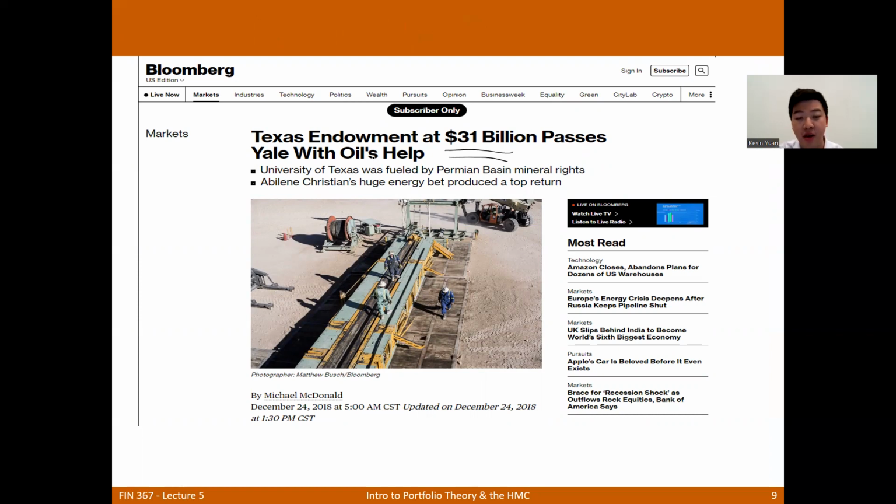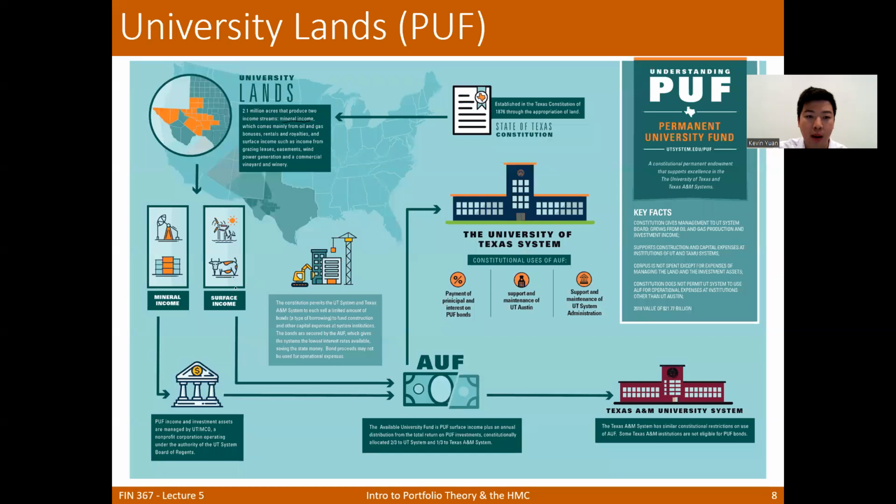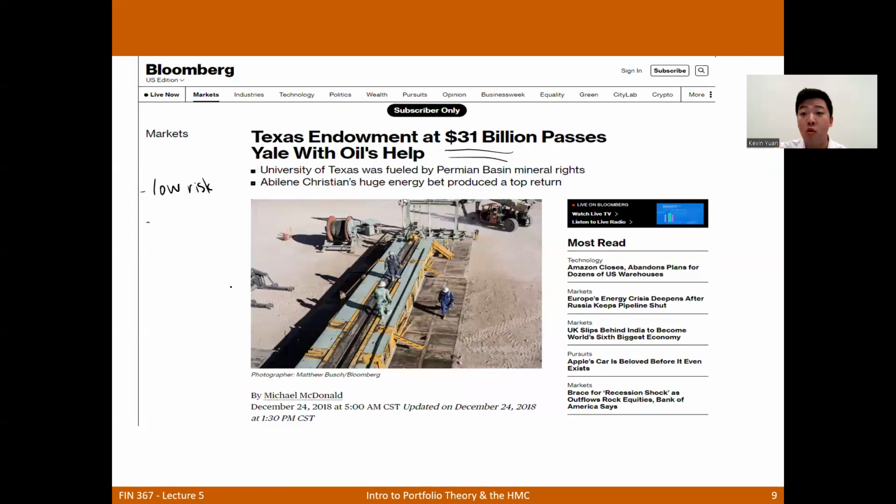It's actually a massive portfolio position relative to their assets, right? And it's also significantly low risk, right? There isn't too much risk involved in this mineral as well as surface income, right? Because the land is always there and it's always going to be able to generate income. So this is actually somewhat of a low risk investment and a high return. Okay, and we talked about in class that if you have a low risk and a high return strategy, that's something that investors want to be a part of, right?